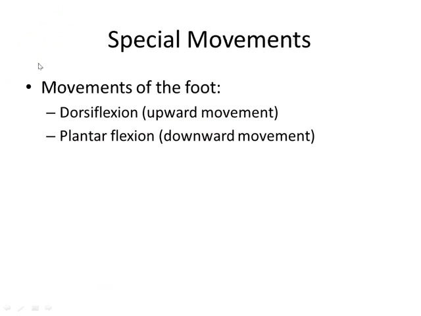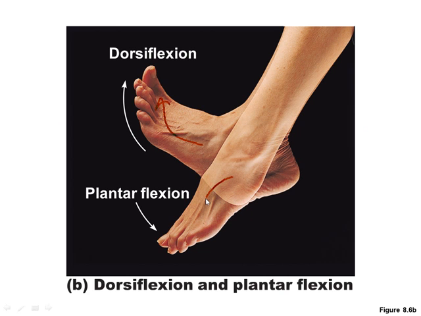Now, there are some special movements of the foot. Dorsiflexion and plantar flexion. Now you'll notice there's no extension. They're both flexion. Okay? So dorsiflexion is pointing your toes up. And plantar flexion is pointing your toes down. So dorsiflexion, up. Plantar flexion, down. Why do you think that's called plantar flexion? Where's the plantar region of your foot? Yeah, right here. If you have plantar fasciitis, you're talking about the bottom of your foot.